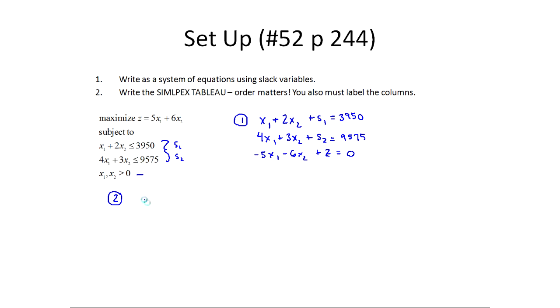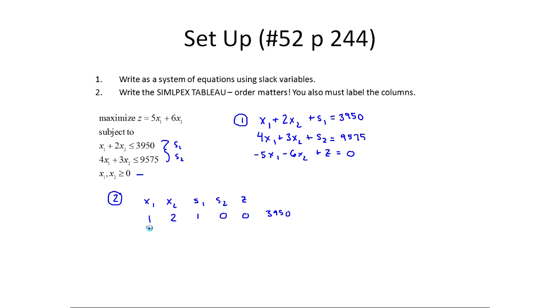So that means we're going to have a column for x1, a column for x2, for s1, s2, and z. And then we're going to need a column for these right-hand side constants. This order is important too. So in other words, the variables here, the slack variables here, and then your objective function variable here. So now my first constraint that I wrote as an equation has coefficients 1, 2, 1. There's no S2, there's no Z, 3950.